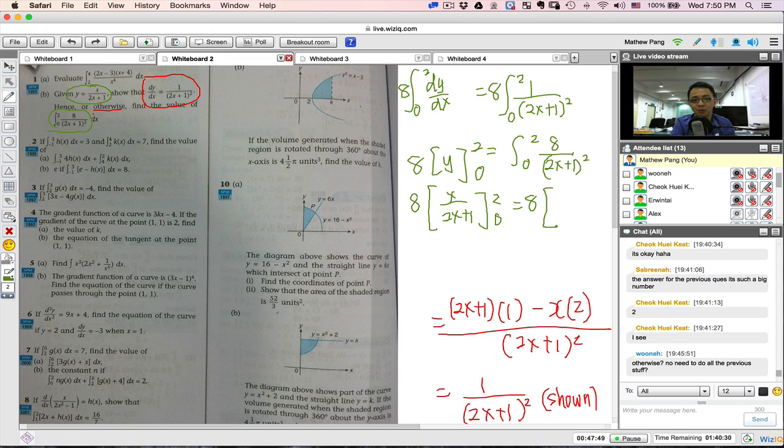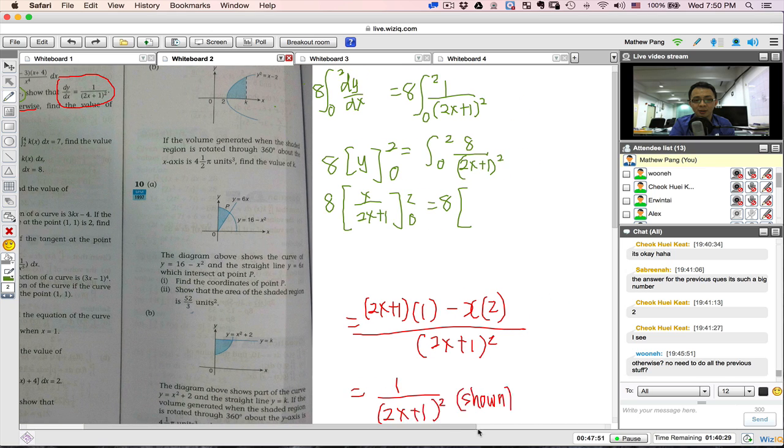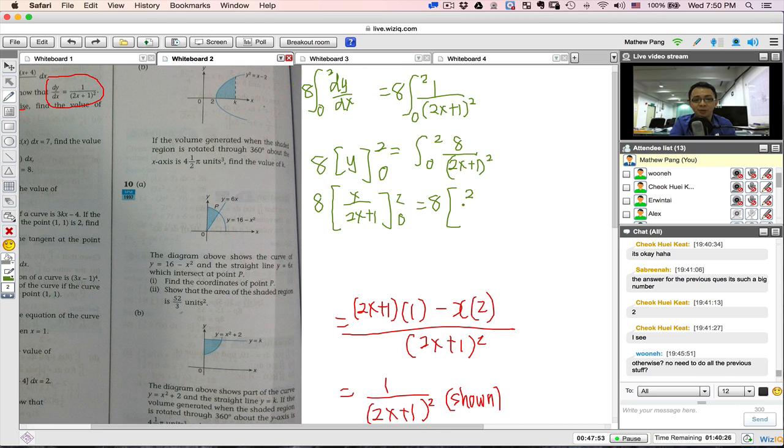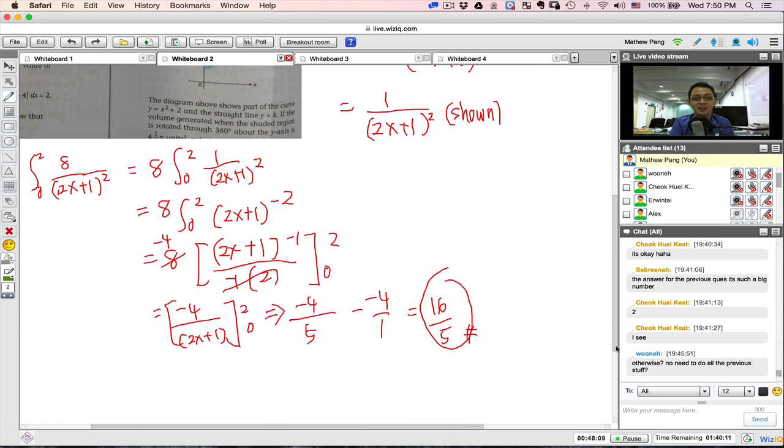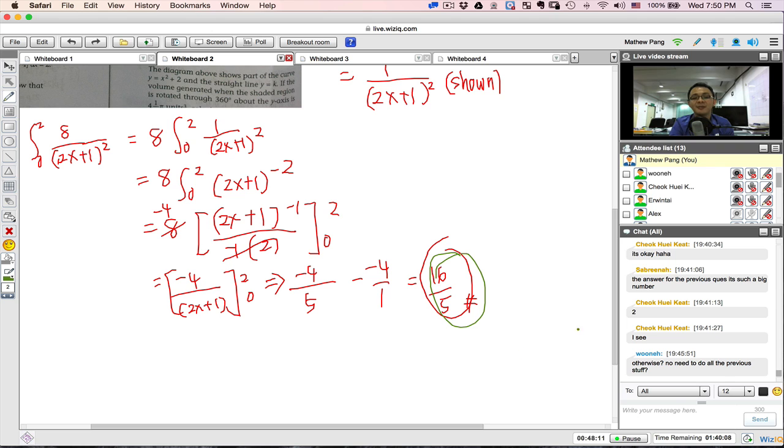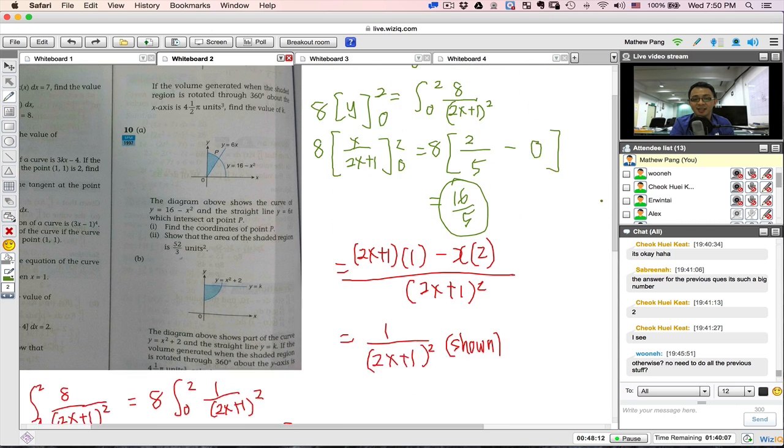I substitute 2 into here. So you will get 2 over 5, isn't it? Minus, substitute 2 into here, substitute 0. Yeah, the whole thing is just 0. So you will get 16 over 5. And you can find out this answer and the previous answer are the same. Both of them are 16 over 5, isn't it?